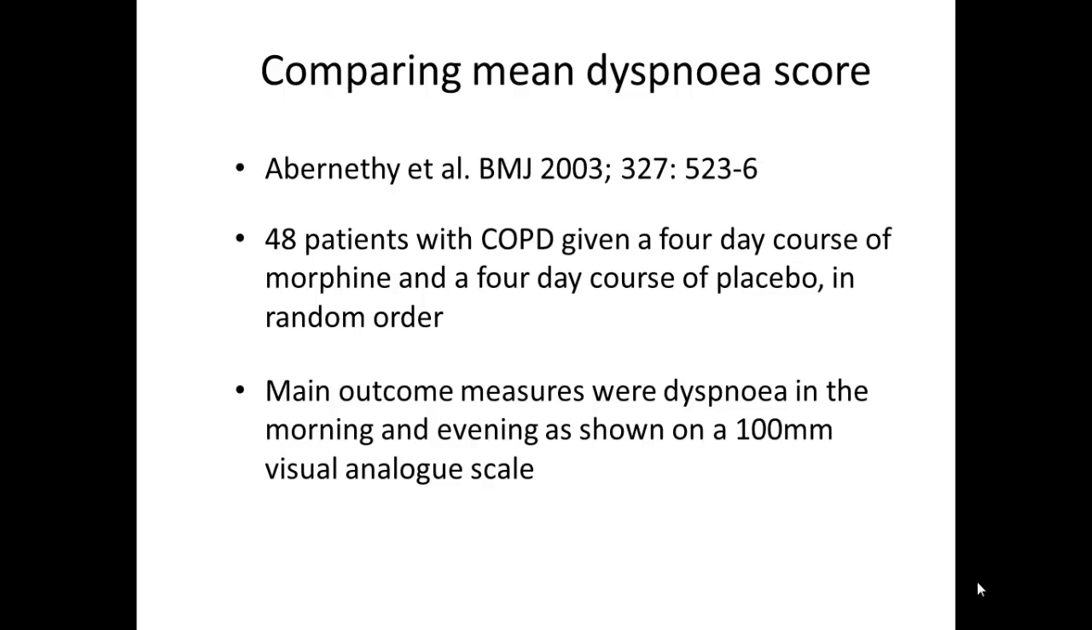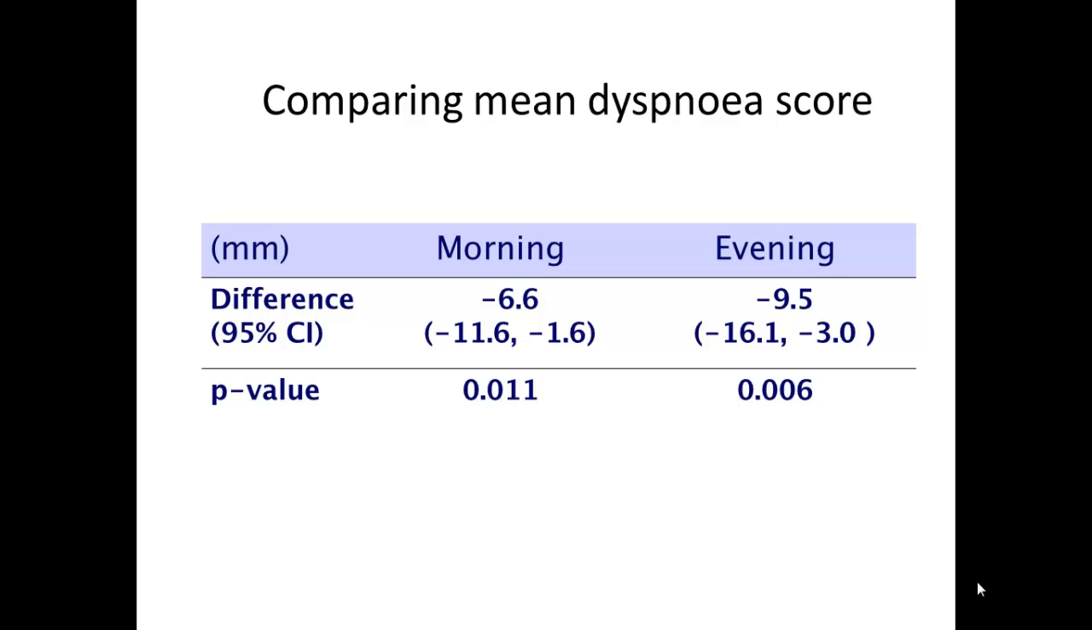So here's another example. This time we have a random sample of patients with chronic obstructive pulmonary disease. The sample size is 48, and each patient received a 4-day course of morphine and a 4-day course of placebo or a sham treatment. And the order that they received, that was randomized. The main outcome measure was dyspnea using a visual analog scale. And here are the results. The outcomes were measured in the morning and the afternoon.